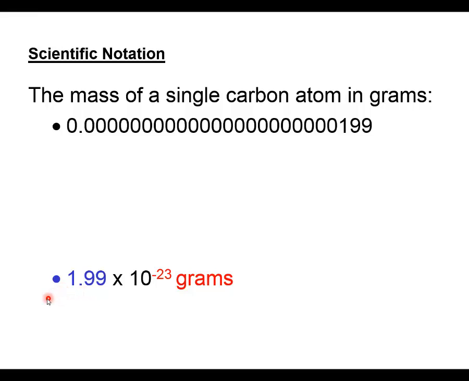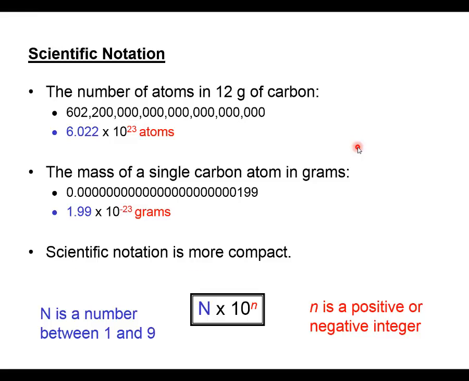So I'd move that decimal point to the left 23 times until I generated the original mass in grams of a single carbon atom. So be sure that you practice going back and forth with these values with the homework, and please ask for help if you need any help from your instructor.